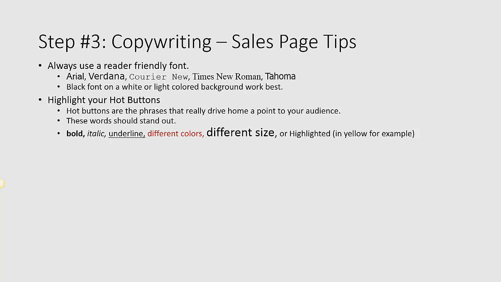So things like bolding, italic, underline, using different colors to stand out, different sizes, or highlighted in yellow, for example. You can see here I demonstrated each one of these except for the highlighted in yellow, but I wanted to demonstrate what this looks like so it jumps out at people.